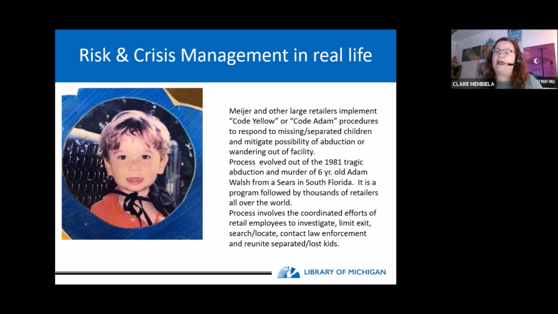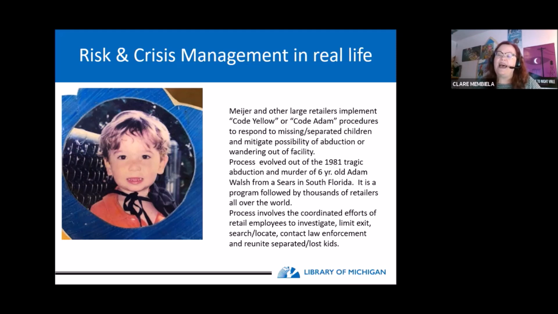And what I found out later is they do that for a certain amount of time, and if they don't find the child, they call the police. So over the years, I've learned that this is actually a well-known process that retail has adopted. It was inspired by a tragedy that happened in Florida where a 6-year-old was abducted from a Sears store and later found murdered. So they called it Code Adam, but they also call it Code Yellow. And in the Meyer I was in, that's what they did. They called it Code Yellow.